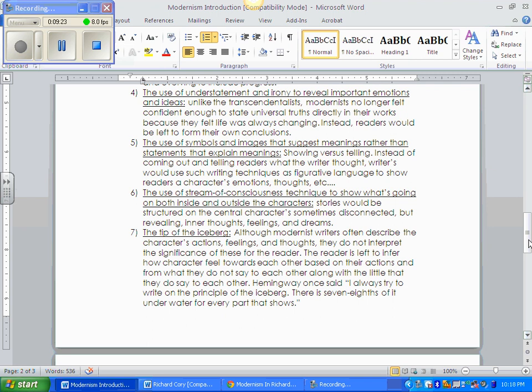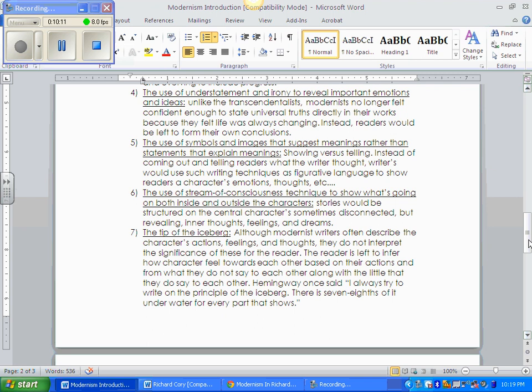So what you end up getting is just a rambling of all these things that are going on inside the character's mind. So as you can imagine, it's kind of confusing. I mean, if you ever really stop and think about everything that goes on in one person's head at any given minute, it's a lot. So the basic definition that I wanted you to get away from that one: stories would be structured on the central characters, sometimes disconnected, but revealing inner thoughts, feelings, and dreams. So even though it was kind of a hodgepodge of a whole bunch of different things going on inside the character's mind, the fact that they chose to share those personal things with the readers would actually show you something about the character.